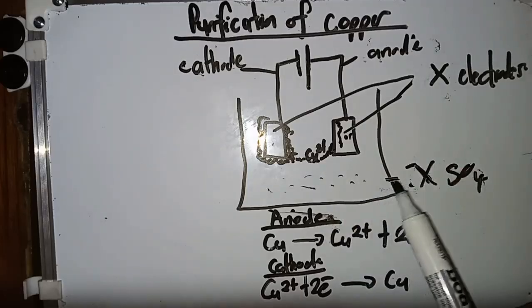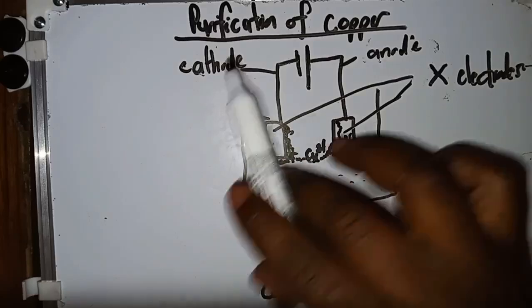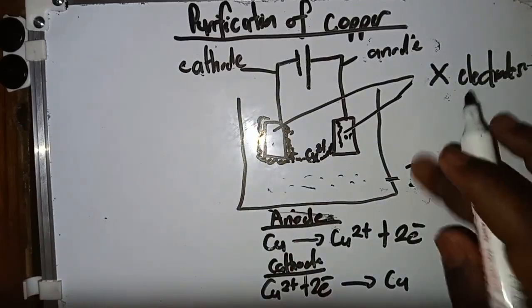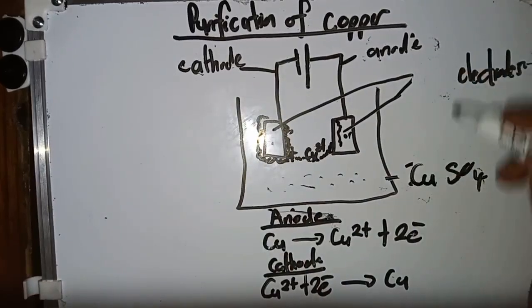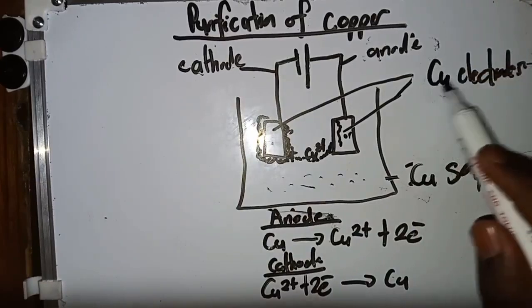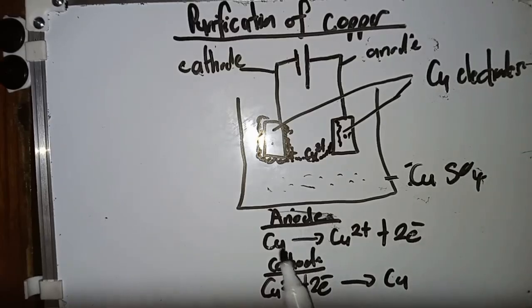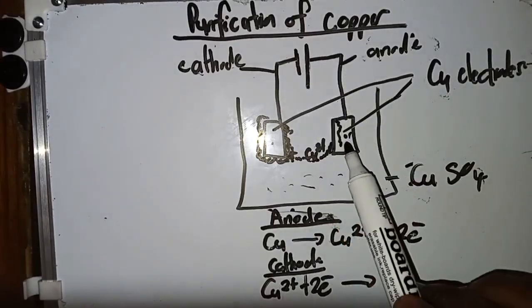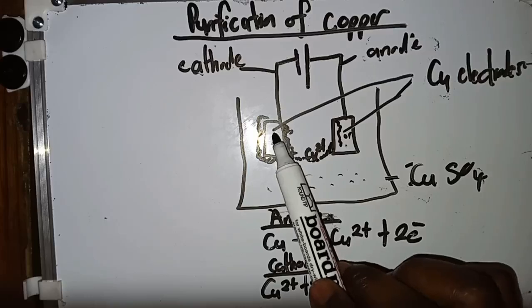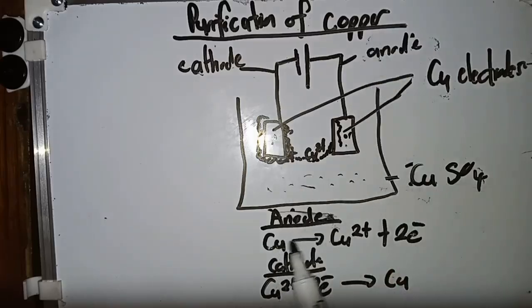Like, what electrodes do you use? If the electrolyte is X, you just use X electrodes. So it's purification of copper, of copper sulfate, using copper electrodes. It's not always copper, they can change the metal here, so the concept is the same. For the anode, this one dissolves and coats the cathode. So for the anode, it dissolves like this. For the cathode, you just reverse the equation like this.